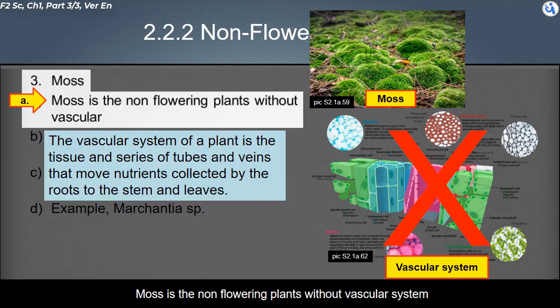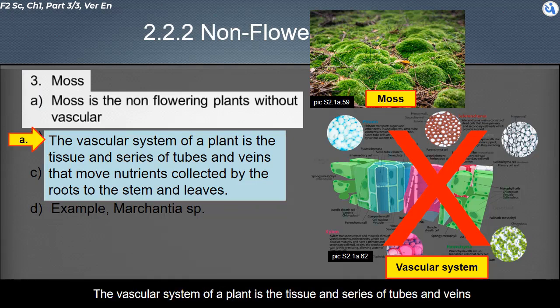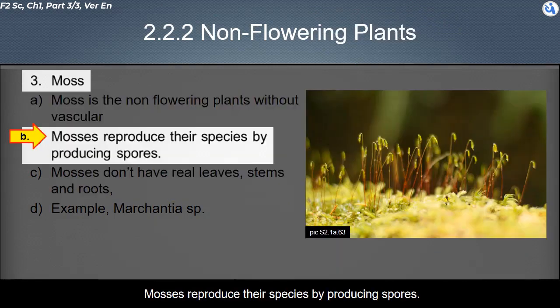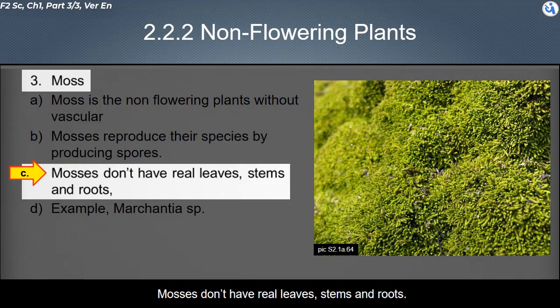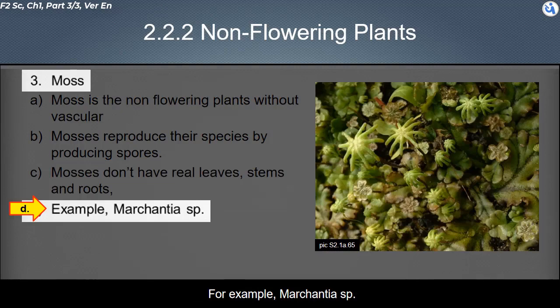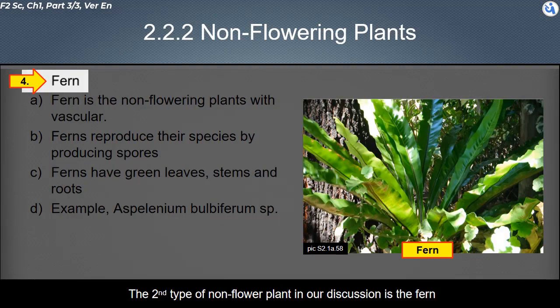Moss is the non-flowering plant without a vascular system. The vascular system of a plant is the tissue and series of tubes and veins that move nutrients collected by the roots to the stem and leaves. Mosses reproduce by producing spores. Mosses don't have real leaves, stems, and roots. For example, Marchantia sp.